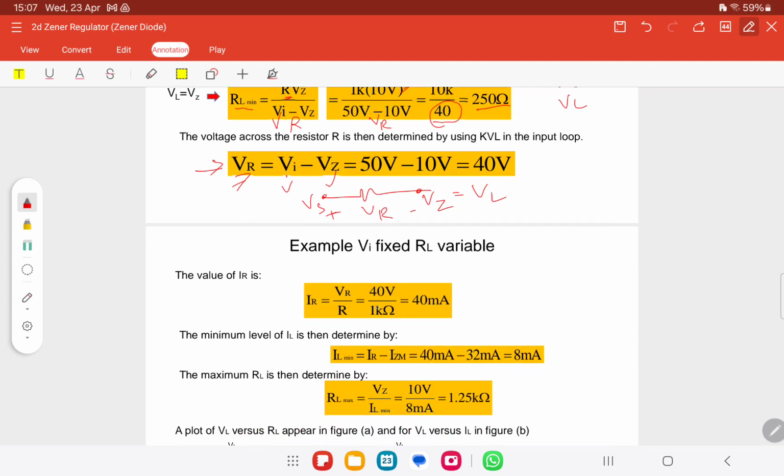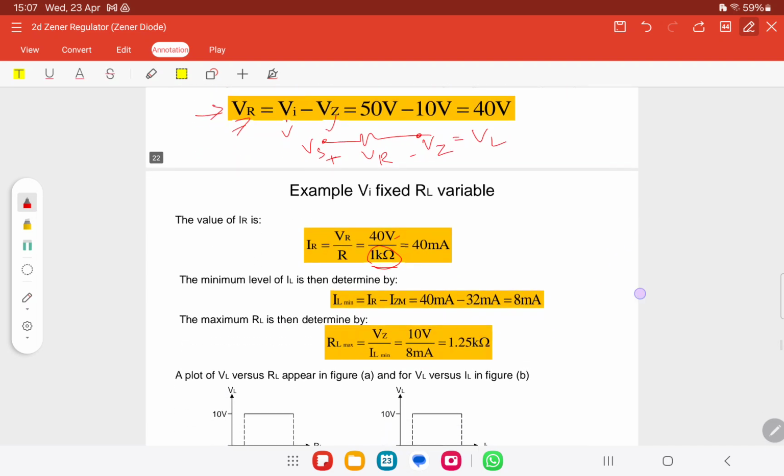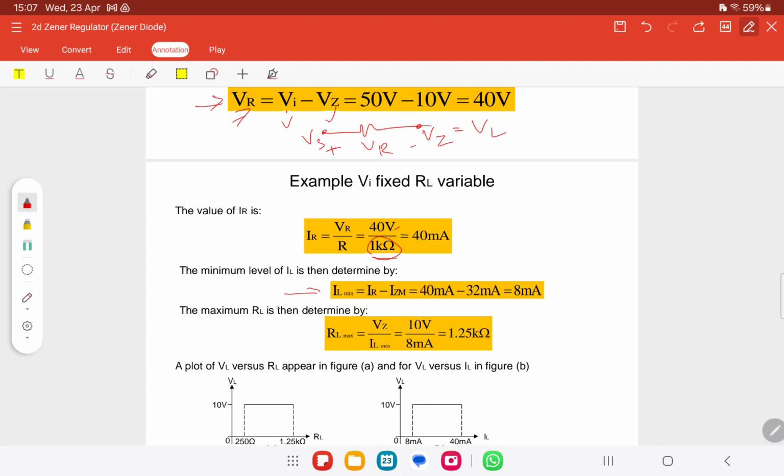Okay, IR pun sama, the value of the VR divided by the resistor value. Okay, here is IL min. IL min, once kita dah dapat IR, this is the resistor, this is the Zener diode. So here is the resistor, kan. So this is IR, this is IL.